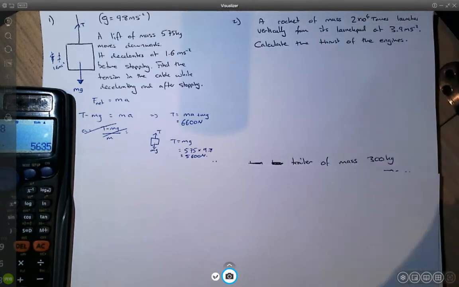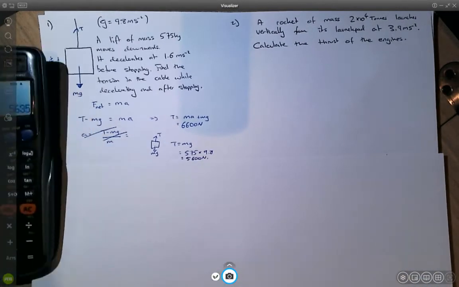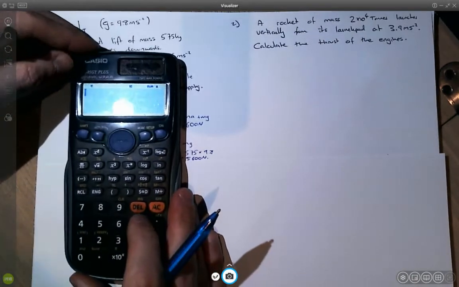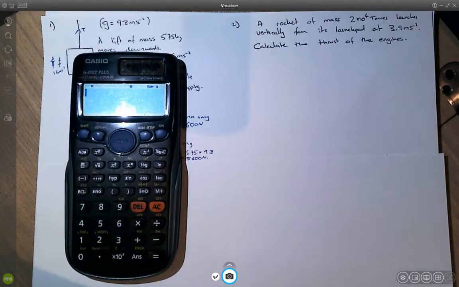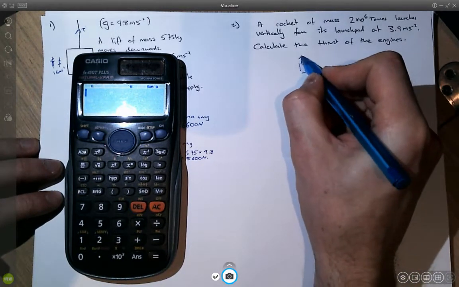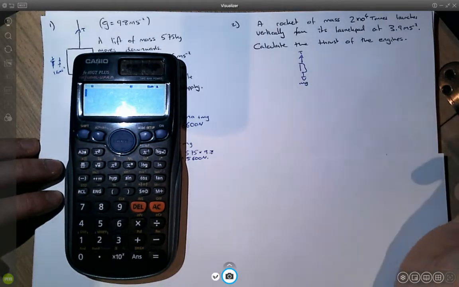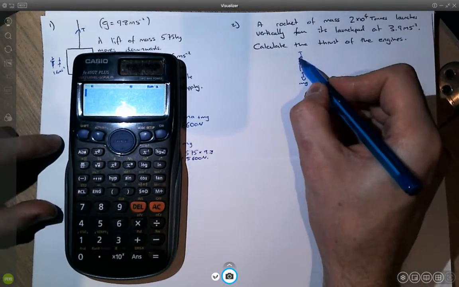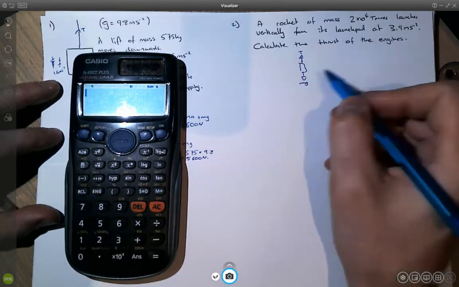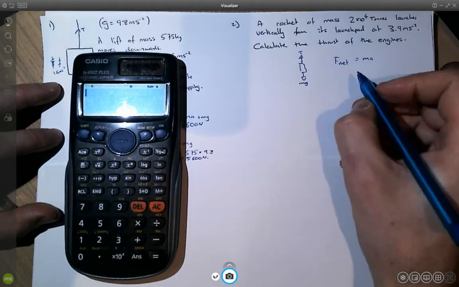Here is question two. Pause the video now and try this question. So again, let's do a simple diagram. We've got a rocket, there is a thrust upwards, and there is weight downwards. Now it's accelerating upwards. So what's the resultant force? Because that's going to be equal to mass times acceleration.